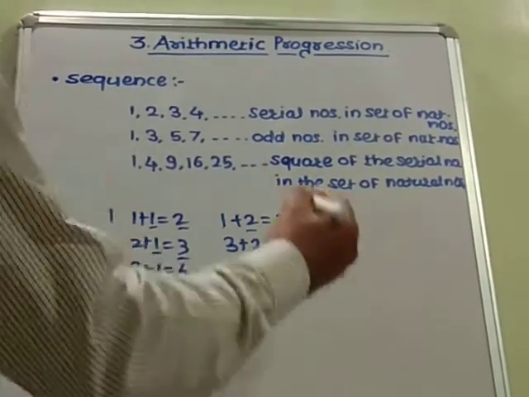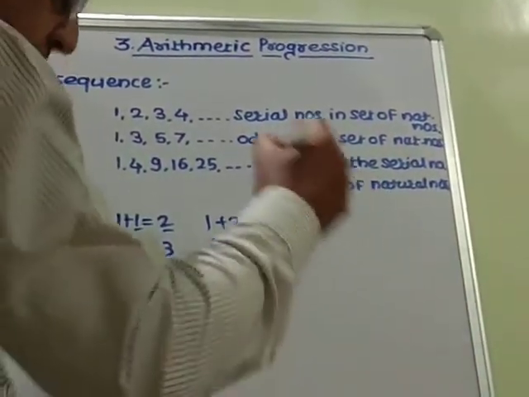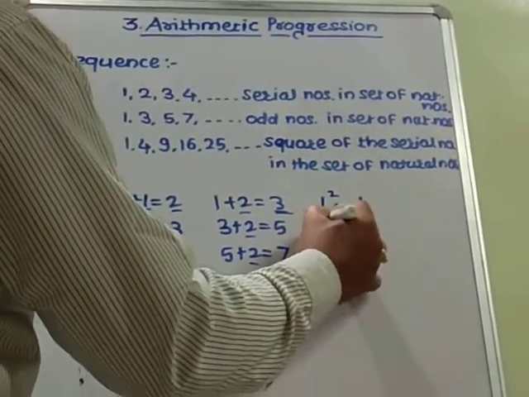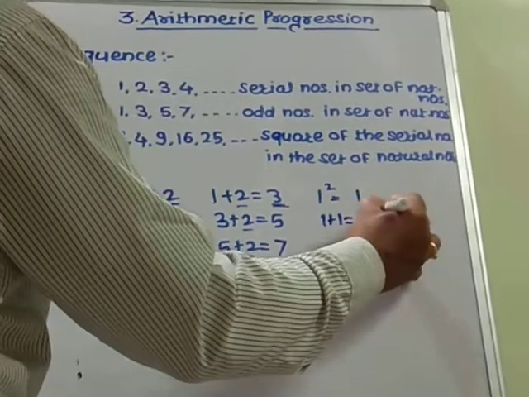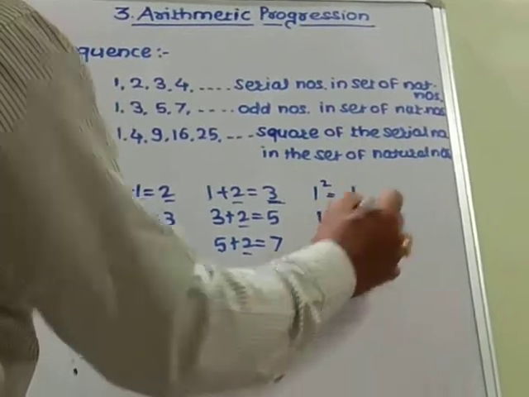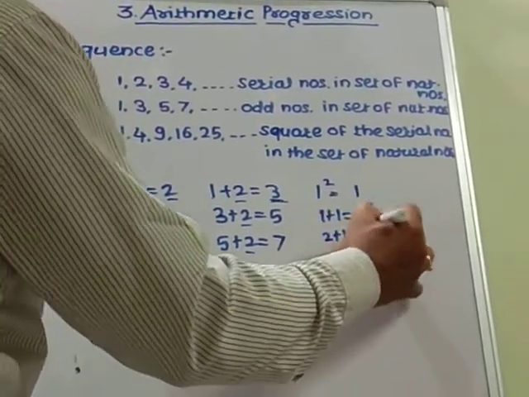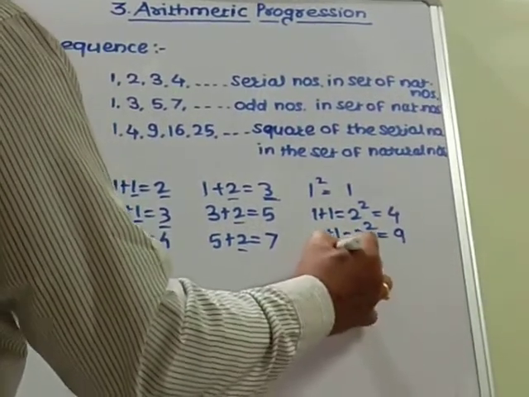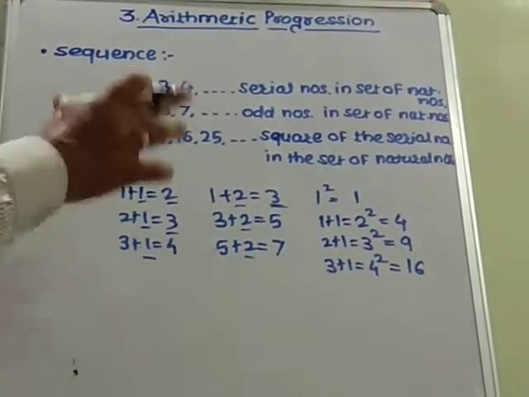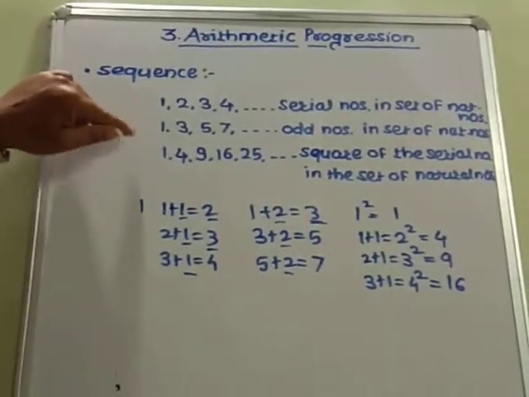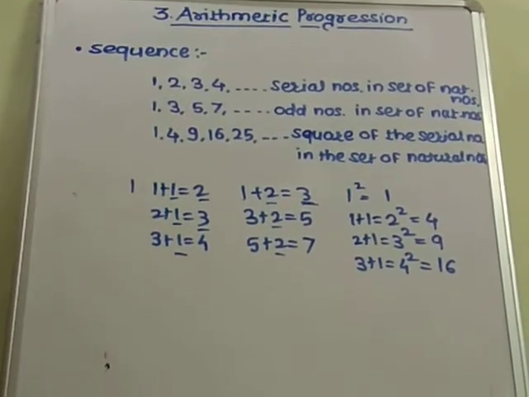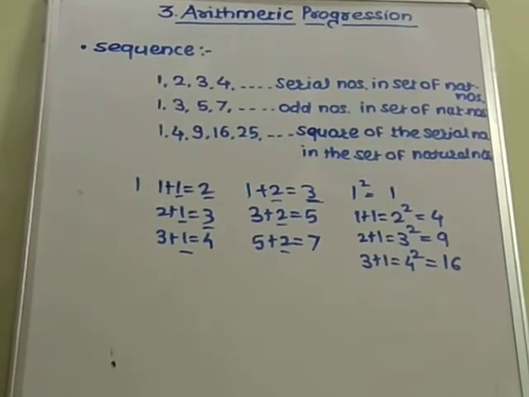Also, in the third example, first is 1 square, that is 1; 1 plus 1 is 2, 2 square is 4. Then 2 plus 1 is 3, 3 square is 9, 3 plus 1 is 4, 4 square is 16. That means in each and every example you can see the arrangement of numbers in a definite order according to a definite rule.